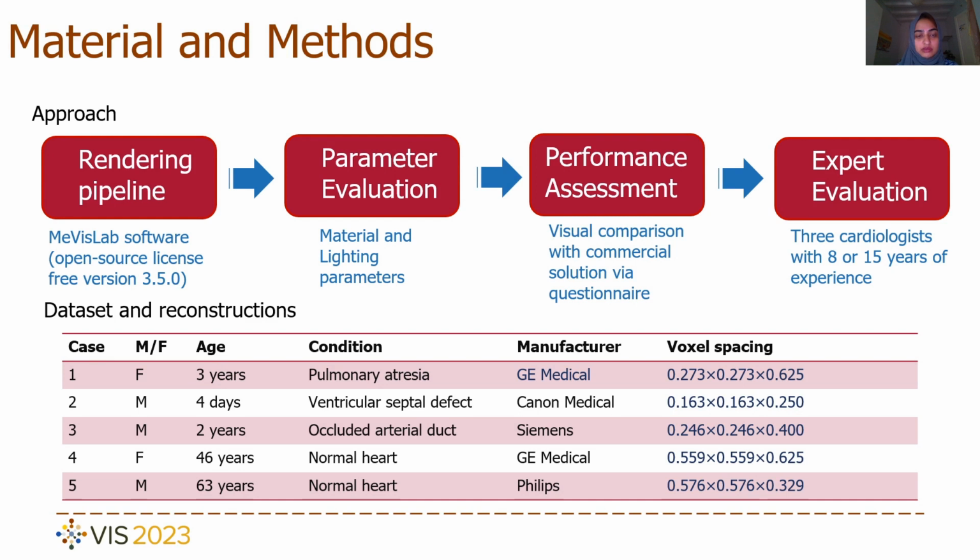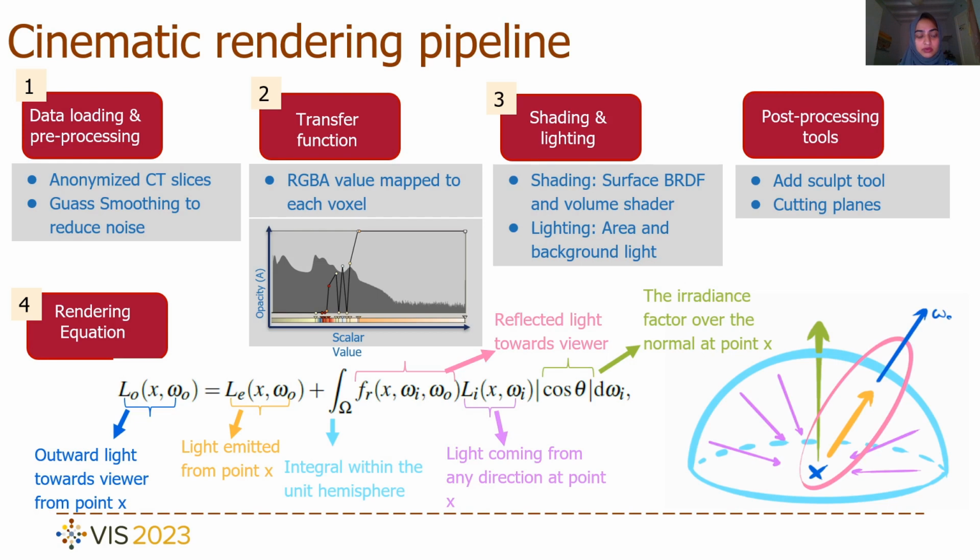We included clinical data from three congenital heart disease patients who had CT imaging for diagnosis or treatment, along with the CT data from two normal adult hearts. Here is a brief summary of the patient data we used in this work. So here comes the cinematic rendering pipeline.